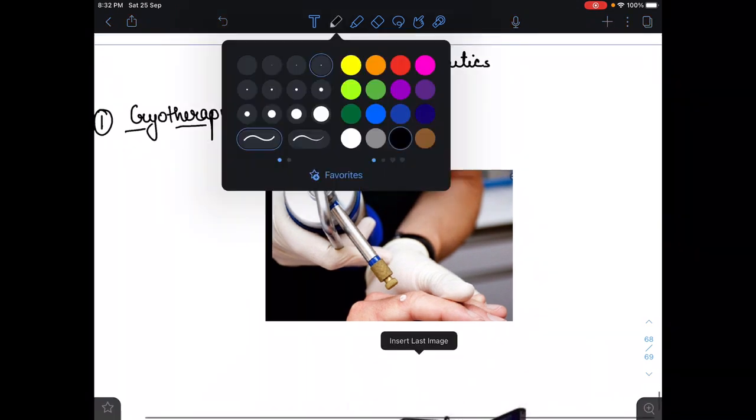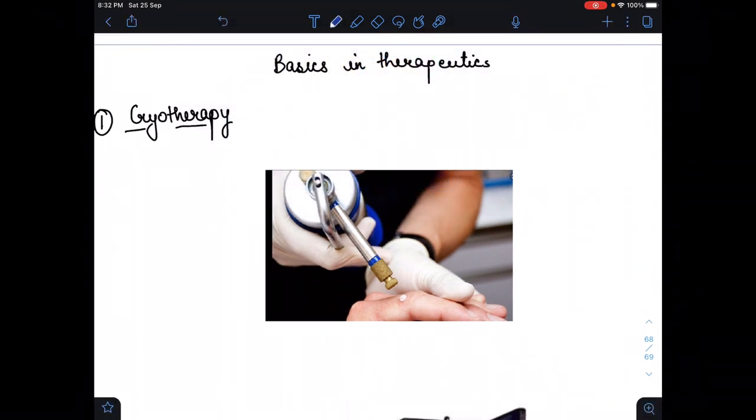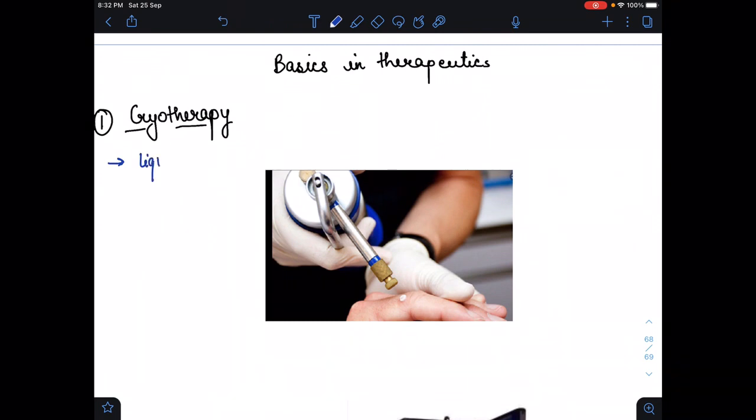In this we take liquid nitrogen. In cryotherapy, liquid nitrogen is used, please remember it, and it is at minus 196 degrees Celsius. Please remember this question, it is very important: liquid nitrogen is at what temperature? It is at minus 196 degrees Celsius.